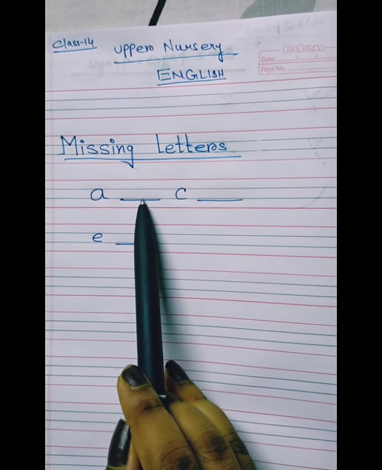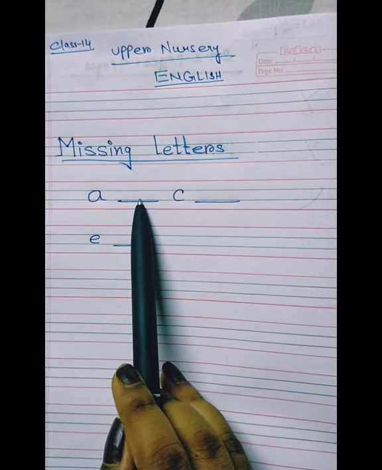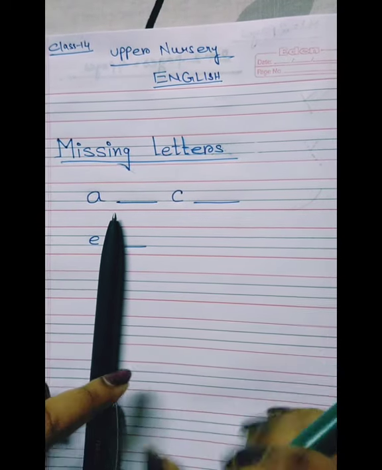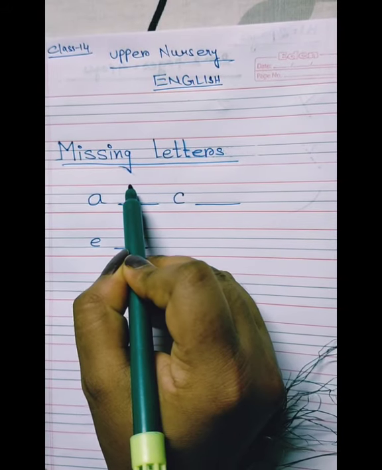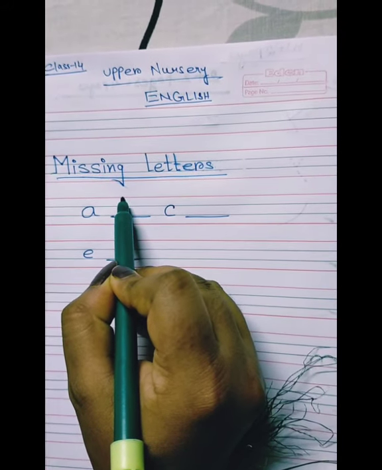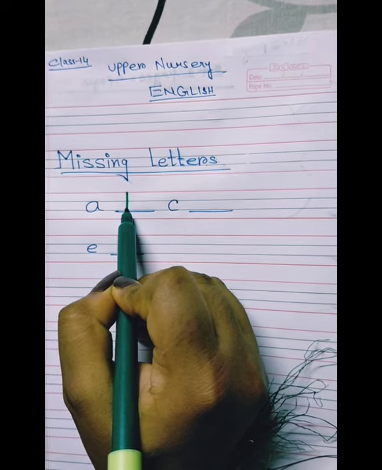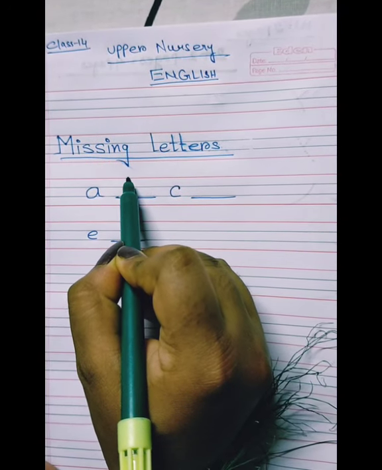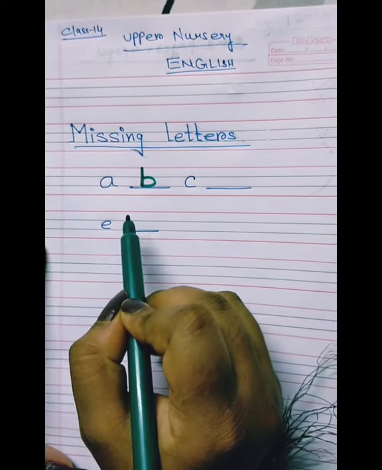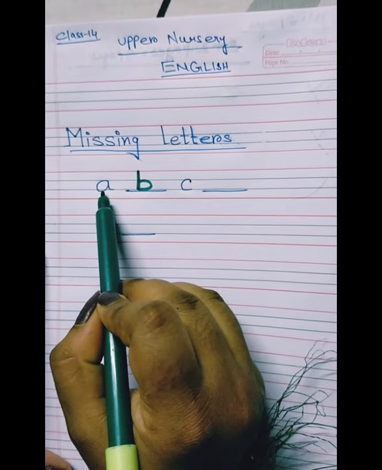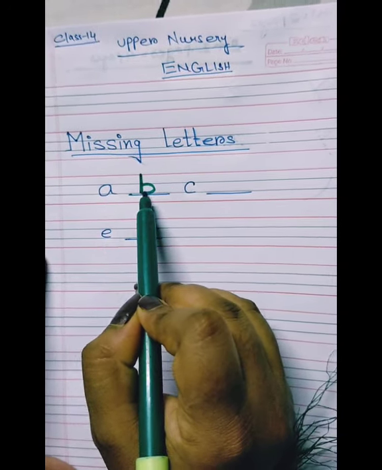Then after A, what comes? After A, it comes B. So, how to write B in small hand? See, make a standing line, then a curve. See, I made B. So, after A, then B.